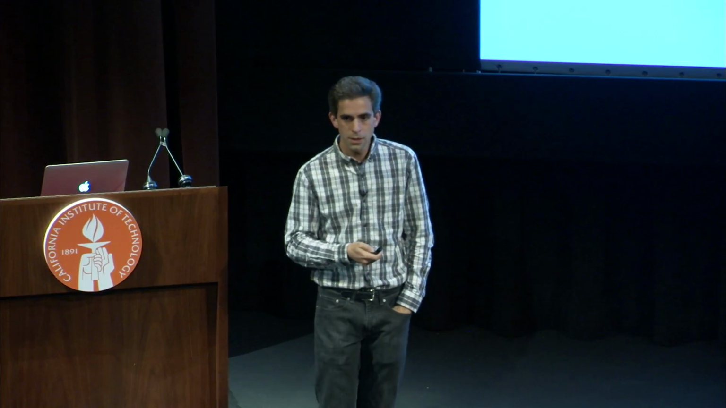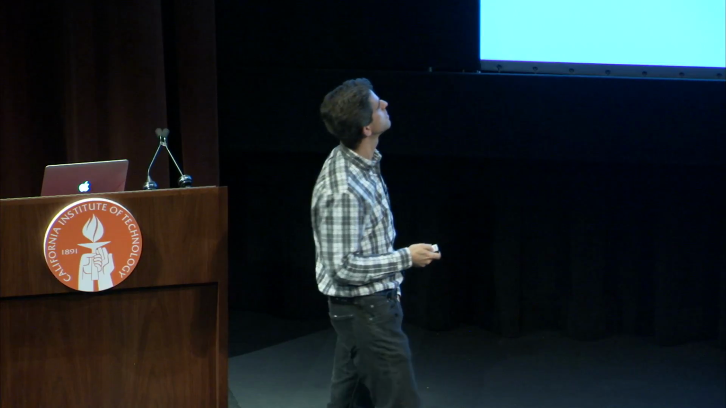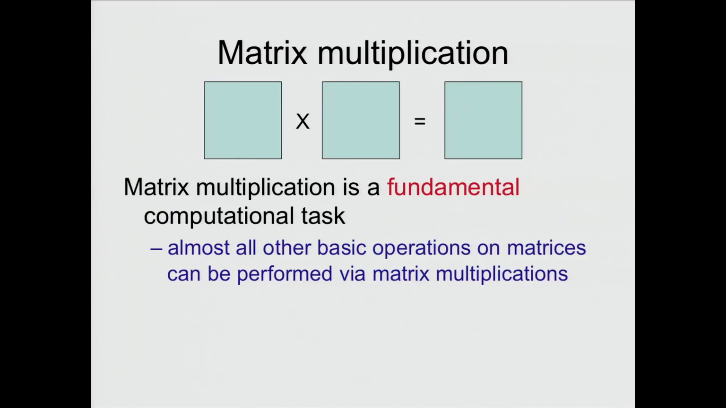Okay? So in order to solve this problem, we've discovered we need to figure out how to do this process of multiplying matrices. And not only is matrix multiplication important if you're trying to solve connectivity, but it turns out that it's a fundamental task for a lot of other reasons.